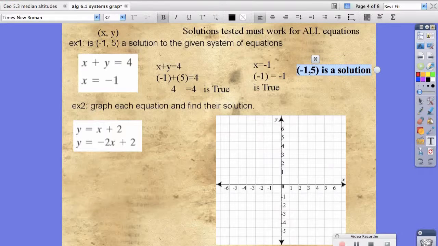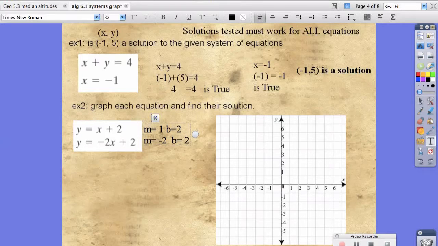Now, example 2 says they want us to graph each equation and then find their solution. So, first thing for every single graphing problem is to determine what the m and the b are, the slope and the y-intercept. So for the top equation, m is equal to 1 because there's 1x, and b equals 2. For the second one, the m is equal to negative 2, and the b is equal to 2.